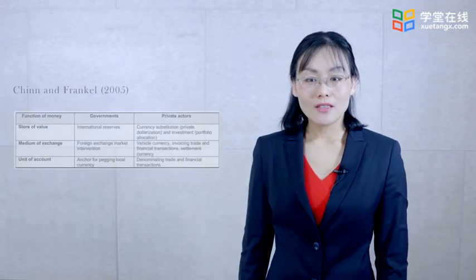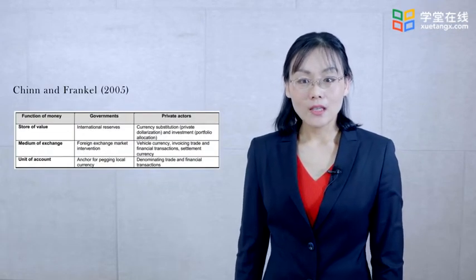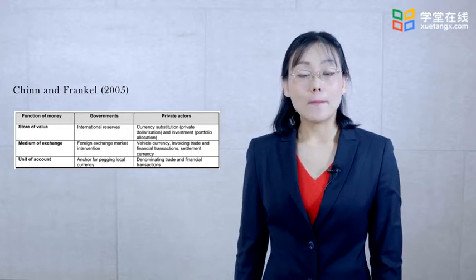A more widely used definition came from Chinn and Frankel. According to Chinn and Frankel, an international currency should be a store of value, a medium of exchange, and a unit of account for both residents and non-residents. The functions can be further divided into two sub-functions: private use and public use.